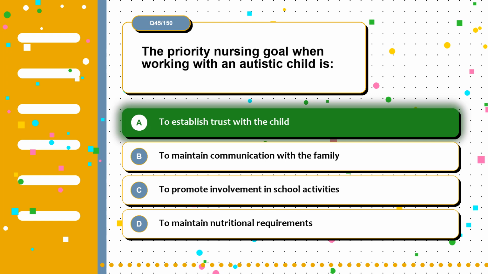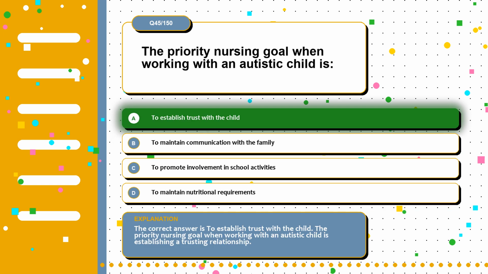The correct answer is option A. To establish trust with the child. The priority nursing goal when working with an autistic child is establishing a trusting relationship.